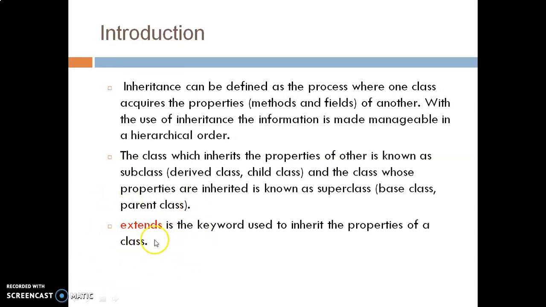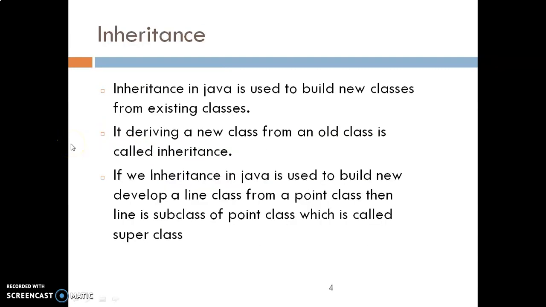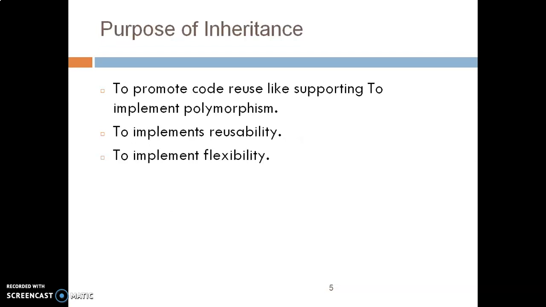Okay, so how are we transferring that through inheritance? By using the keyword extends. So extends is the keyword. It is used to inherit the properties of a class from the parent class to the child class. The class which inherits the properties of another is known as a subclass or derived class. In general, we call it a child class. And the class whose properties are inherited is known as a superclass. In general, we call it a parent class. So, what we discussed is all about inheritance. Deriving a new class from an old class is called inheritance.